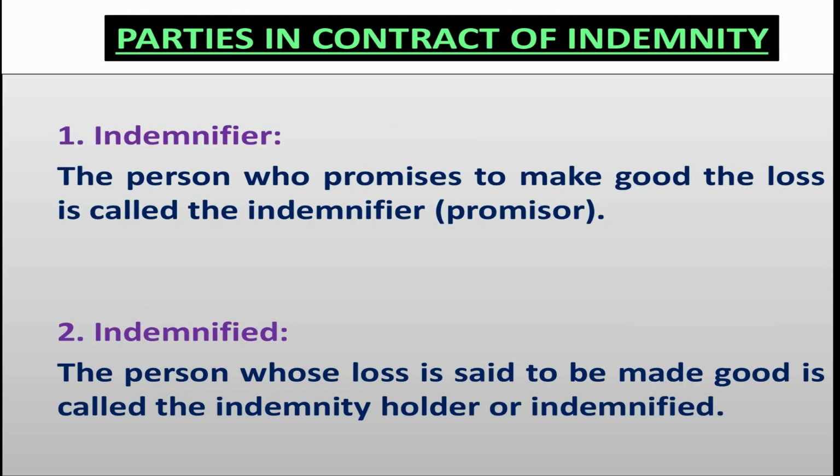Parties involved in a contract of indemnity. Number 1, indemnifier. The person who promises to make good the loss is called indemnifier or promisor. Number 2, indemnified. The person whose loss is said to be made good is called the indemnity holder or indemnified.